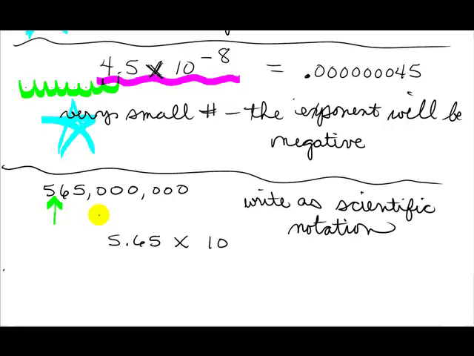Now my old decimal is right here. And so I need to count the spaces between my new decimal and my old one. 1, 2, 3, 4, 5, 6, 7, 8. And because this is a large number, this is going to be positive.